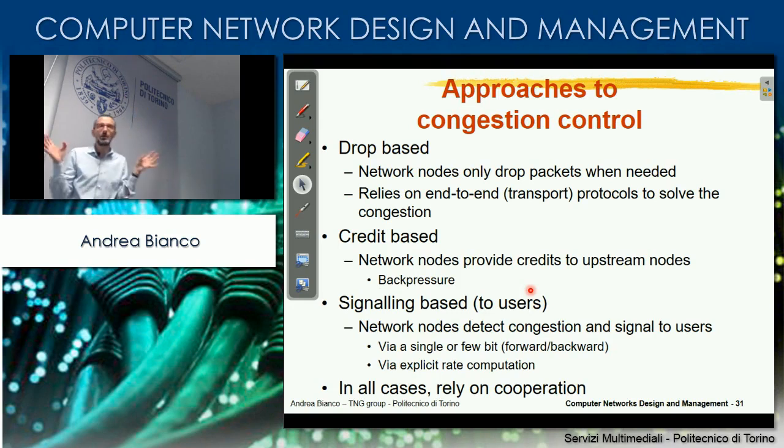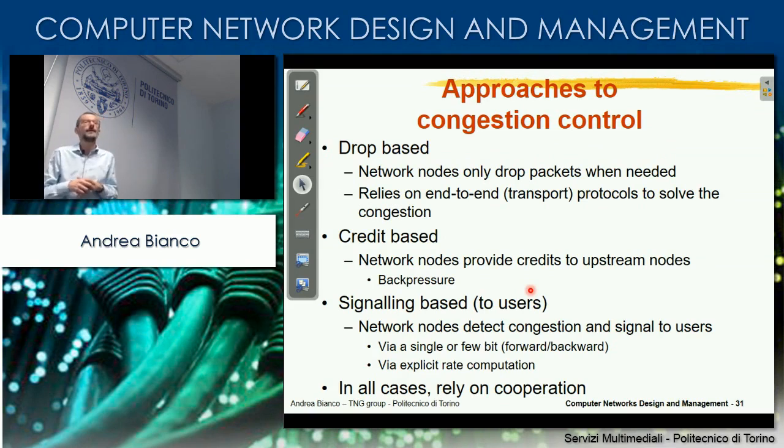All of them rely on a basic concept. We rely on cooperation. Some of them rely on cooperation internal to the network, for example, the credit-based. Some of them rely on the user, on the end system. Some of them may rely on the end system in the sense that you need to put in the access nodes the equivalent behavior that you would expect from a user.